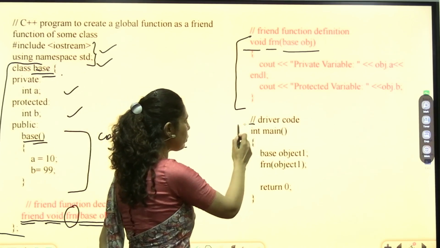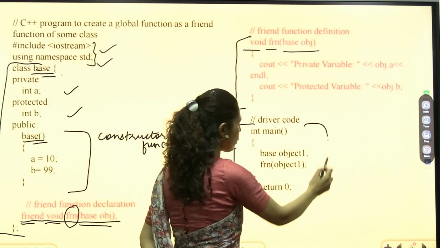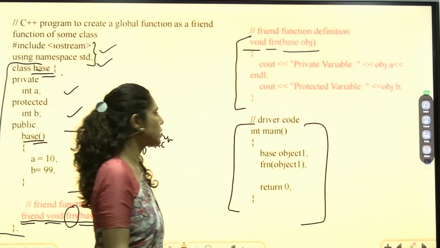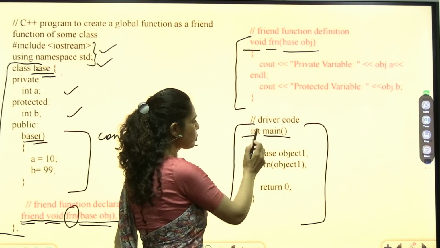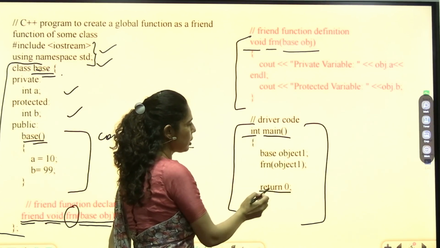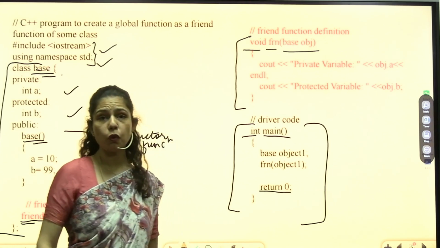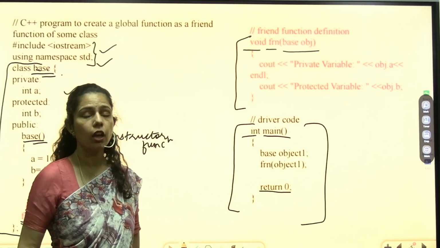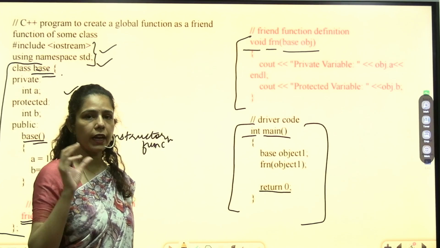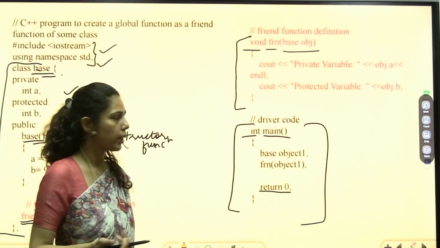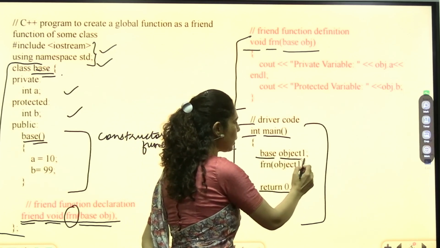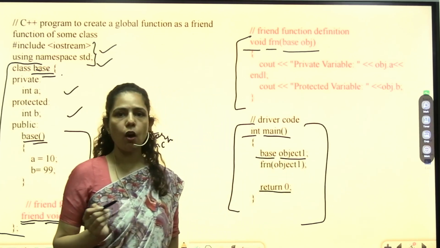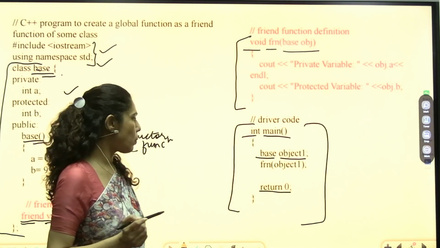And finally, we will write our main section. So this is our main section, which is also known as driver code. In the main section, which starts with int main and ends with return 0, first of all, we will create one object. So how to create an object? We will write the class name followed by the object name. So this is our class name base and our object name is object1. This is how we have created our object, object1.